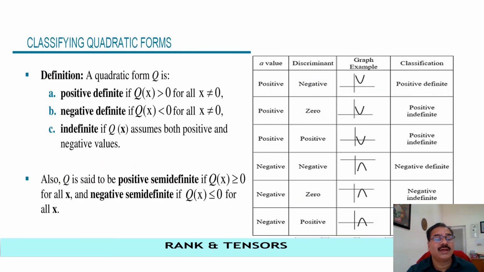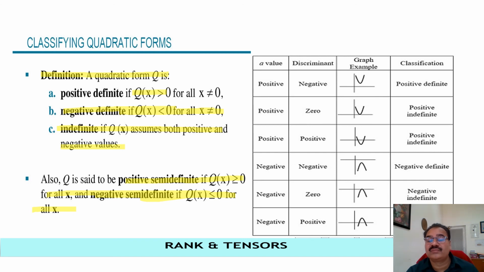If you classify quadratic forms, it looks like this. A quadratic form Q is positive definite if Q x is greater than 0 for every non-zero x, negative definite if Q x is less than 0 for every non-zero x, and indefinite if Q x assumes both positive and negative values. Also, Q is said to be positive semi-definite if Q x is greater than or equal to 0 for every x, and negative semi-definite if Q x is less than or equal to 0 for all x.